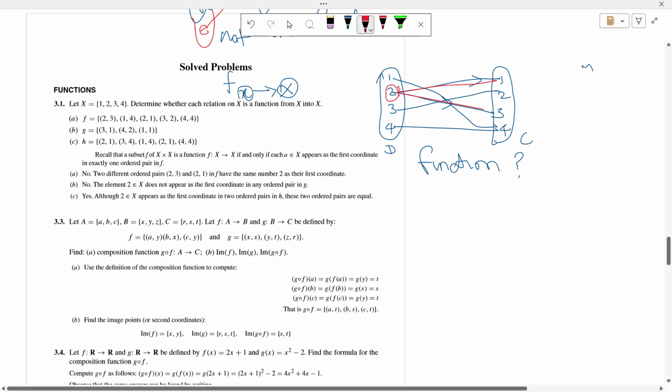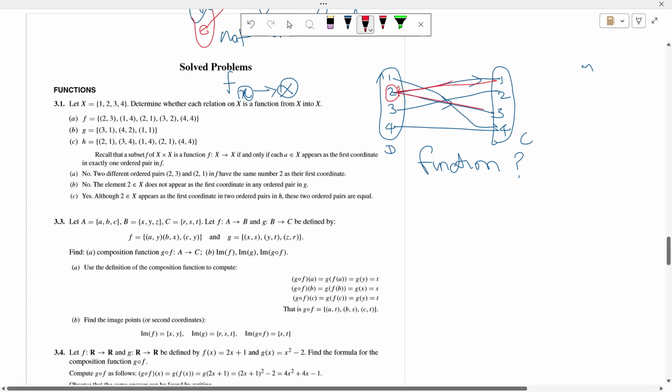right? We know if it is a relation, the first element is a domain element, right? So we can check for the domain element. For one domain element, is there any two things? Here 2 occurs two times, right? It is not possible. It means the domain element 2 has two relations, right? 2 to 3, 2 to 1. So it is not possible. Because of that, we can say f is not a function, right?